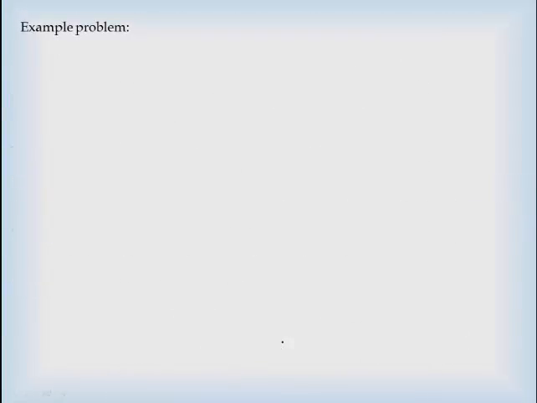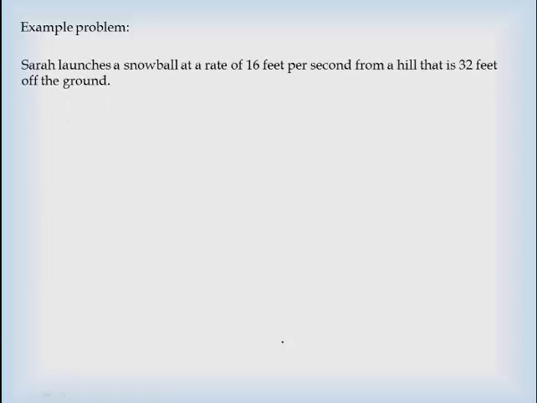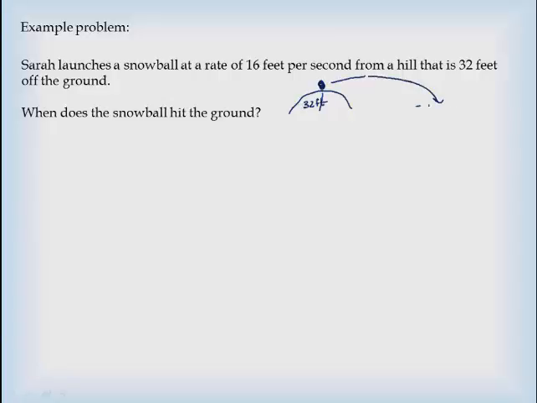So here's an example problem. Sarah's launching a snowball at a rate of 16 feet per second from a hill that's 32 feet off the ground. We want to know when the snowball will hit the ground. So we have this hill, which is 32 feet. And here's the snowball, and it gets thrown, and then it's going to hit the ground somewhere.